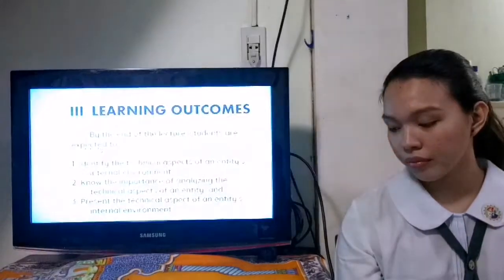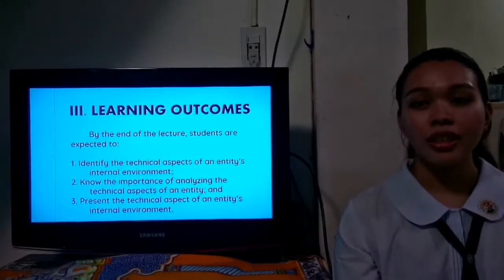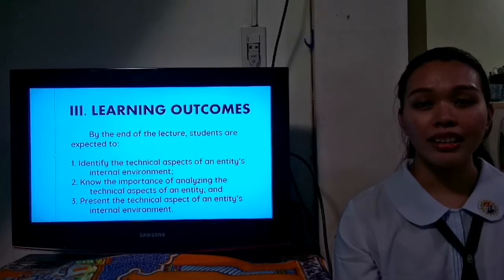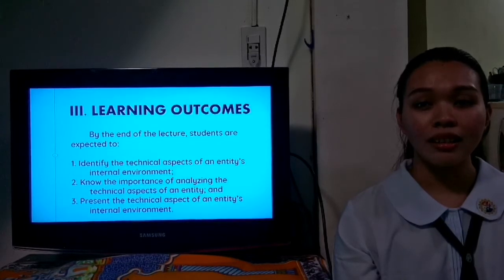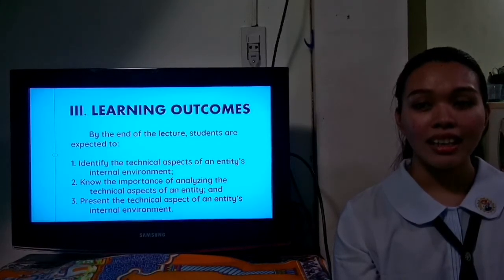By the end of the lecture, the students are expected to identify the technical aspects of an entity's internal environment, know the importance of analyzing the technical aspects of an entity, and lastly, present the technical aspects of an entity's internal environment.